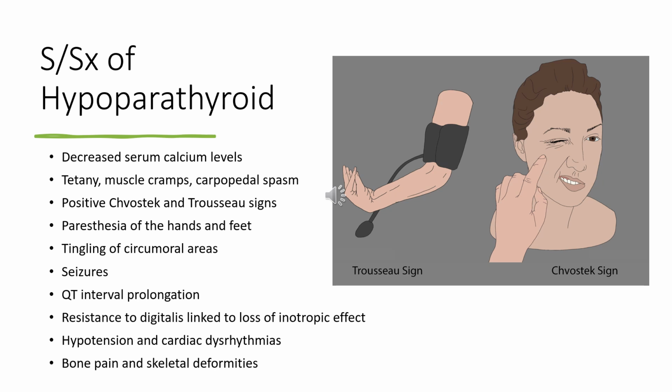You've got the blood pressure cuff that's squeezing, and it's causing that carpopedal spasms. We can also have the Chvostek sign, which is when you kind of twitch in the facial muscles in response to that tapping of the facial nerve. We can have paresthesia, hands and feet tingling, seizures, QT interval prolongation, resistance to digitalis, linked to loss of inotropic effect. So that's your digoxin.